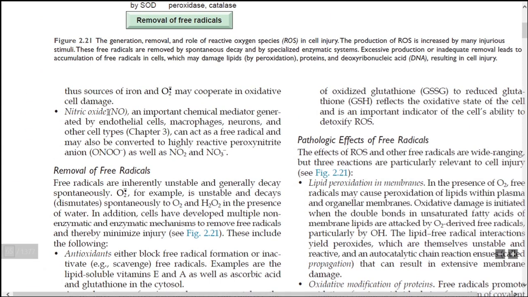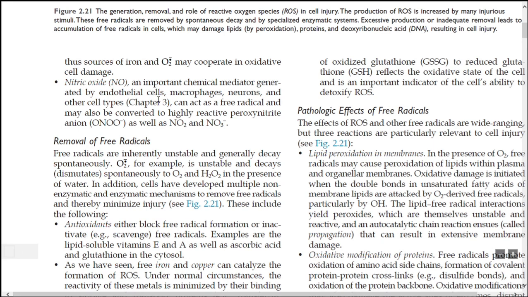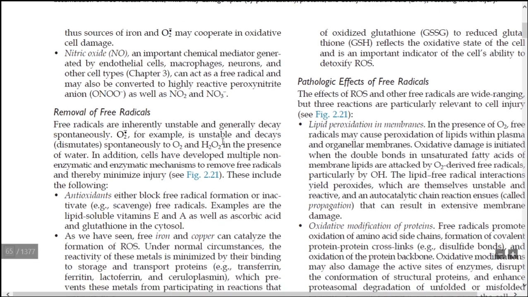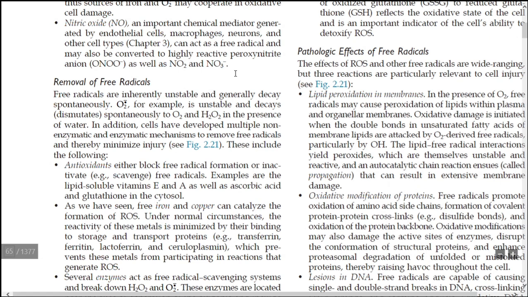Next, we will see nitric oxide. Nitric oxide is an important chemical mediator generated by endothelial cells, macrophages, neurons and other cell types. It also acts as a free radical and can be converted to highly reactive peroxynitrite anion, as well as NO2, nitrite and nitrate anion.